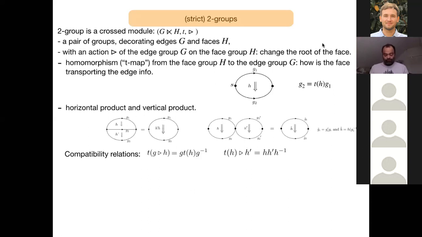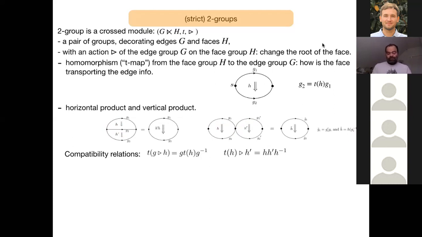So then it's a two group. It happens that there are two products: a vertical product, and then the horizontal product. In the horizontal product, I want to multiply this guy with this guy, but you see that H and H prime don't have the same root, right? H prime is rooted here, whereas this guy is rooted here. To multiply them, they need to have the same root. So what I'm going to do is parallel transport the root of this guy over there, and then I'm going to be able to do the multiplication. That's how this action pops up. In this case, these two H and H prime have the same root, so I can actually multiply them.